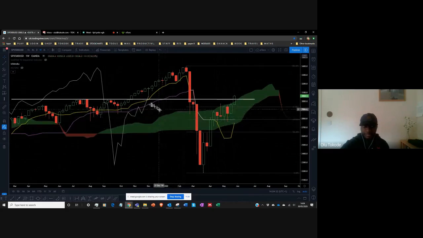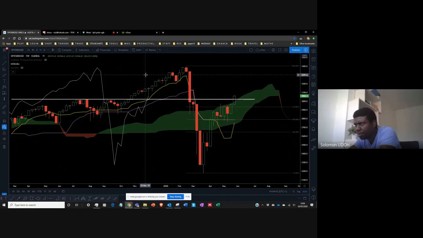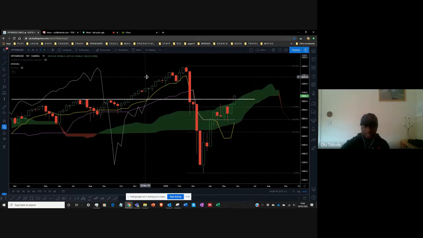The other sign is this white line. That's the lagging span. It needs to be above price, somewhere here, and it's not there yet. So looking at this S&P asset with this indicator, I only have one positive sign. So I need to try and use other indicators to check if this bullish sign is good enough.